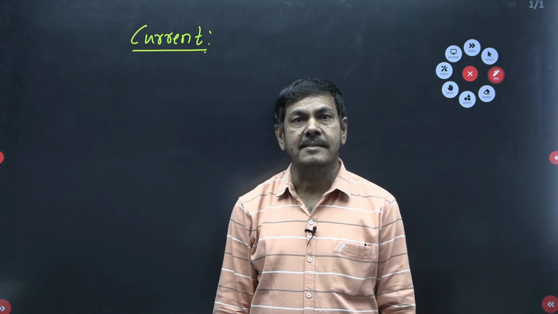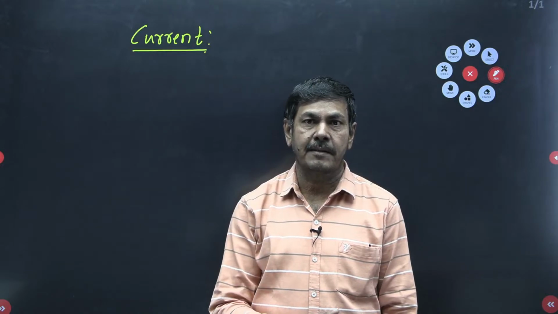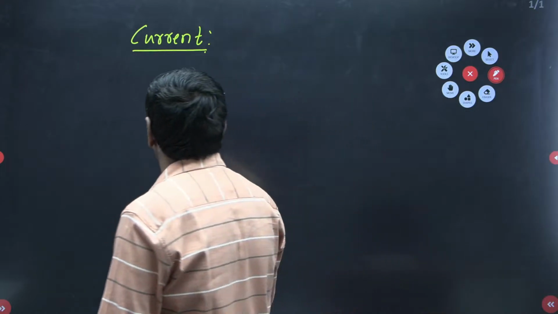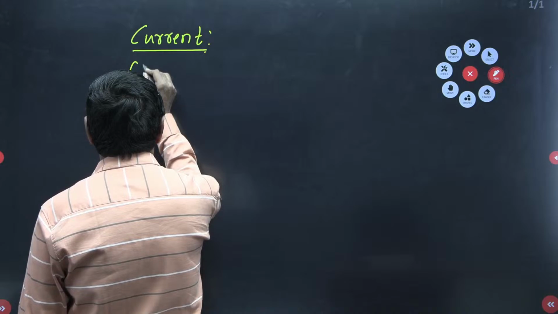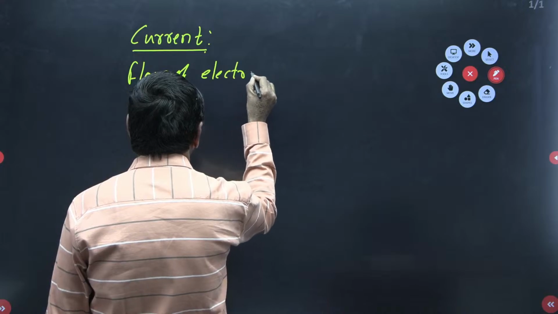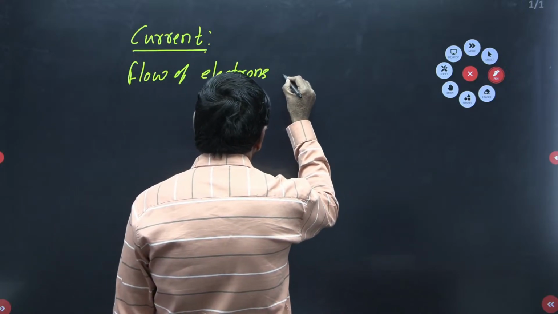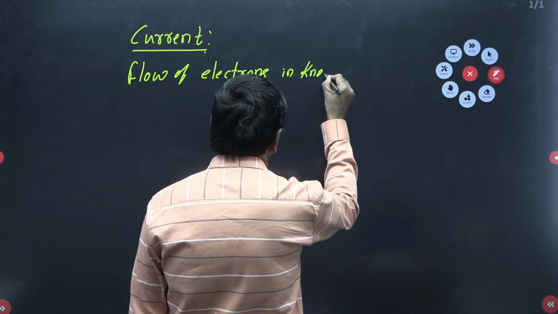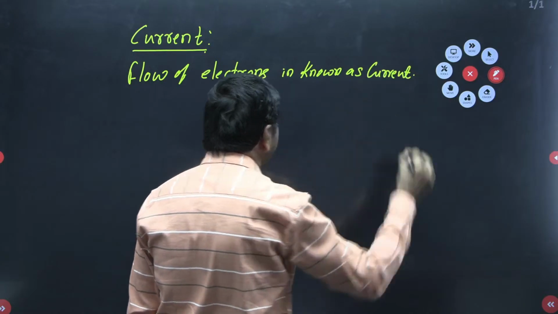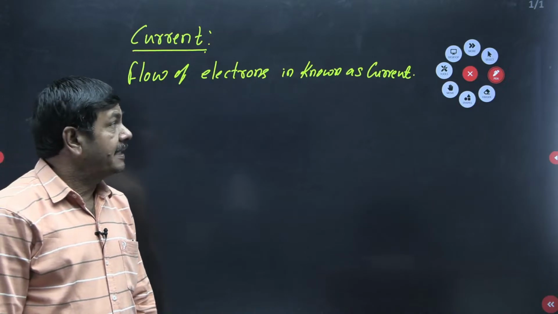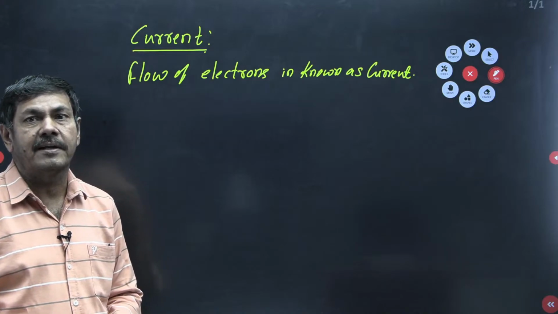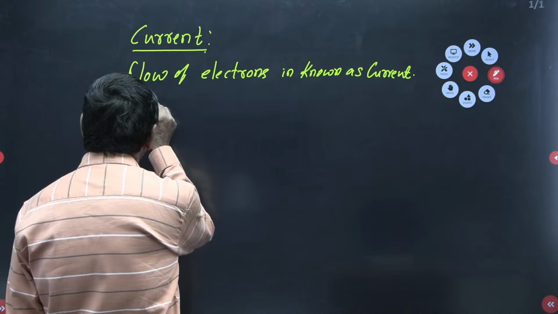Flow of electrons is known as current. Electrons passing through any conductor, we say there is a current. That's why flow of electrons or flow of charges is known as current. We can define it in such a way. But mathematically, how can we define it? The time rate of charge is defined as current mathematically.